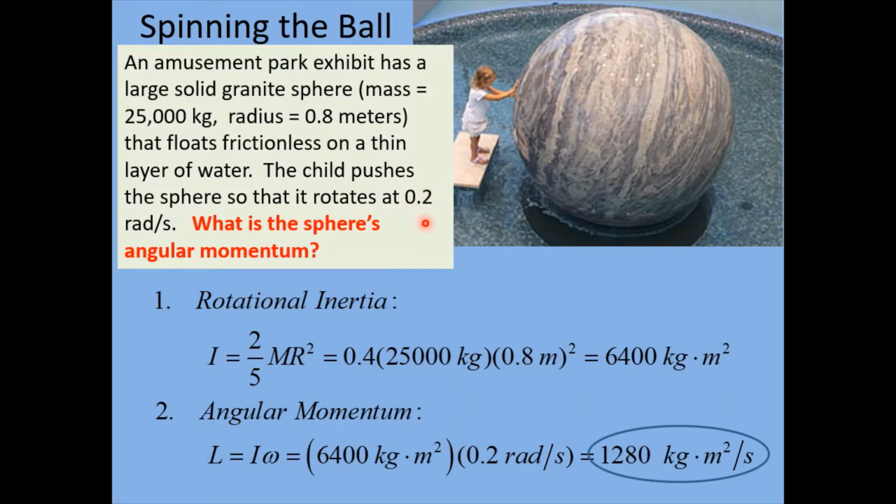It's rotating at 0.2 radians per second. What is the sphere's angular momentum? So in order to figure out angular momentum, remember L is equal to I omega. So we have to know what I is.